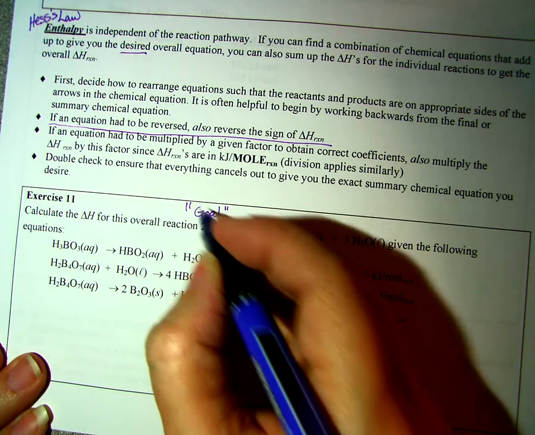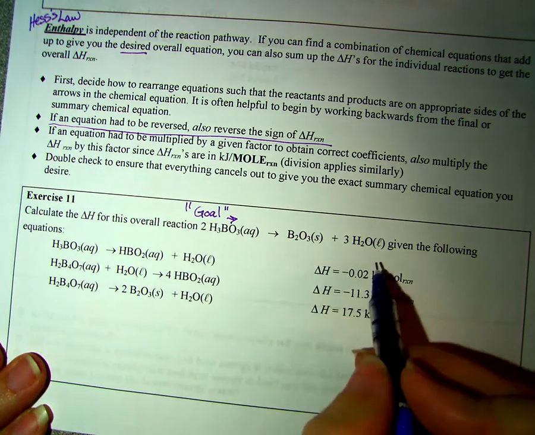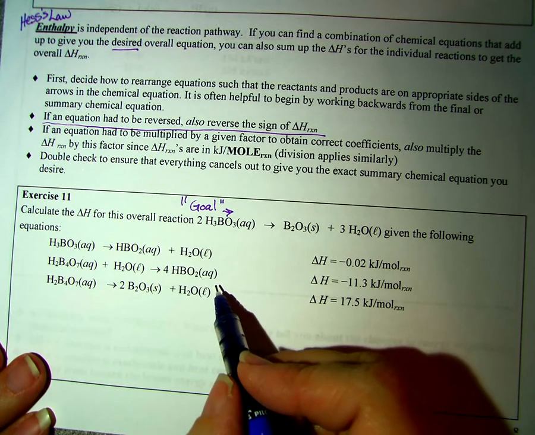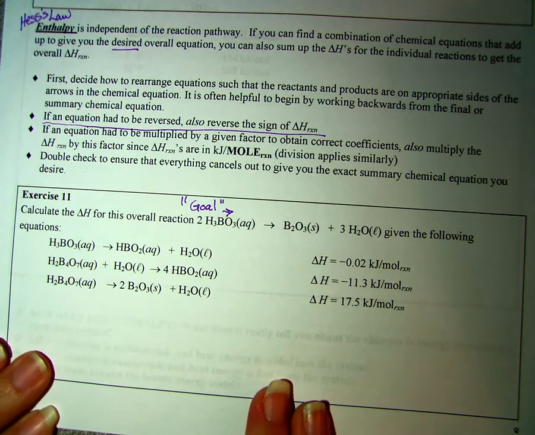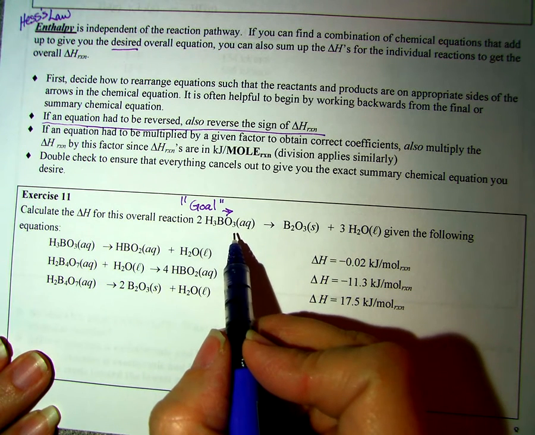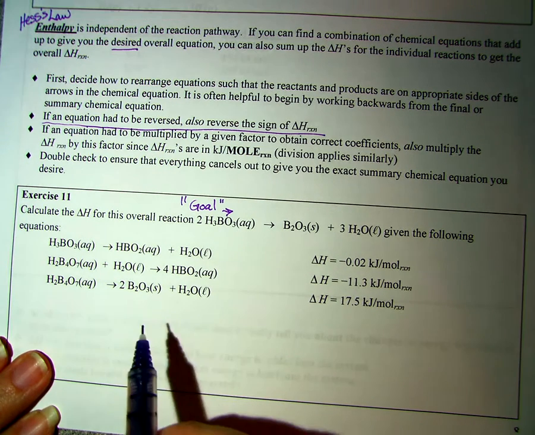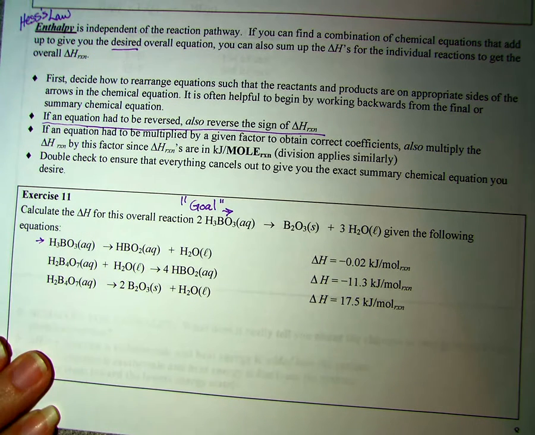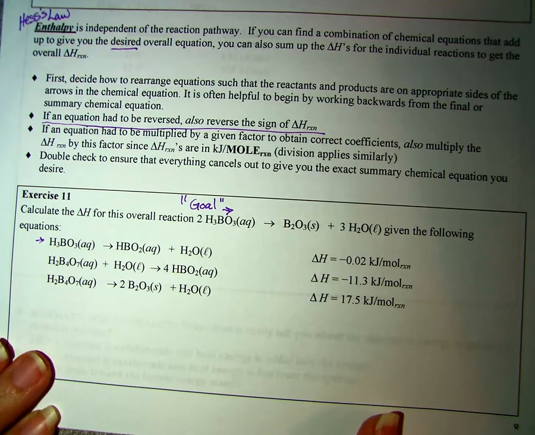So this is what we want. This equation is what we want, and we're going to use these three equations to get there. So we've got to look at, okay, well, we want H3BO3 to be on the reactant side. Well, this first equation, we have H3BO3 on the reactant side. So that equation's okay. We know it's going to stay in the same direction.